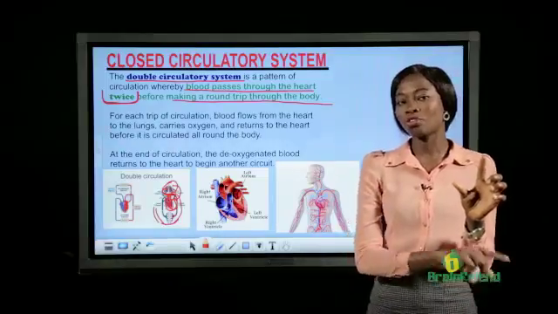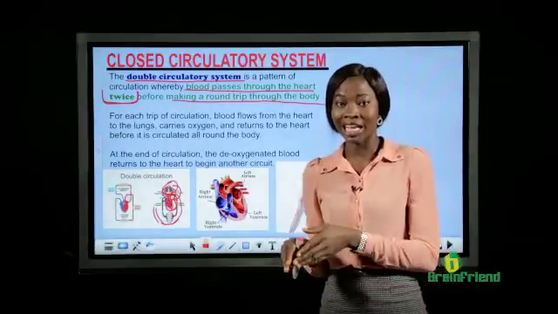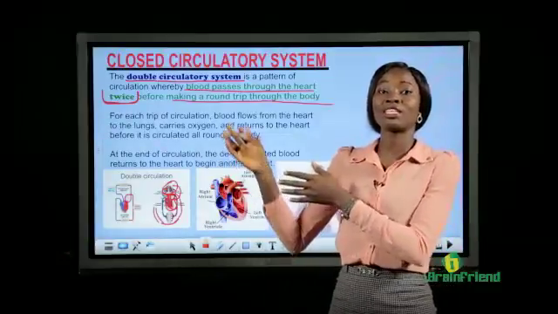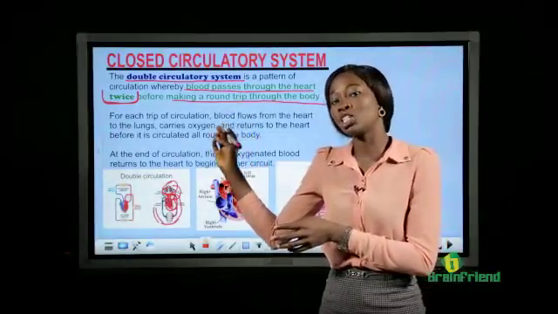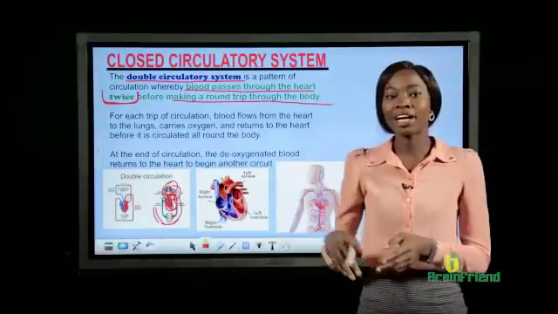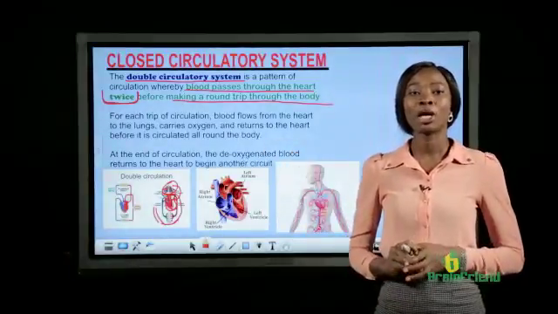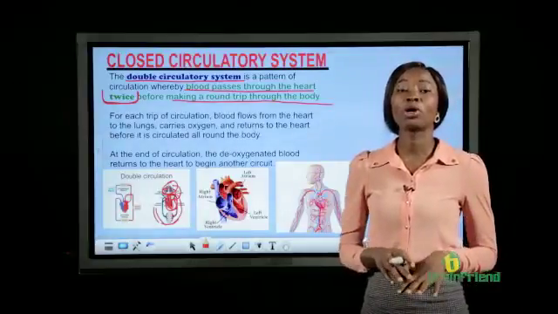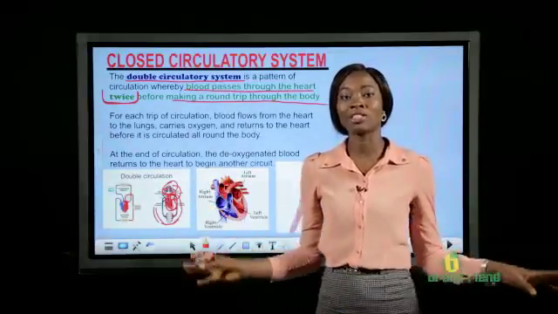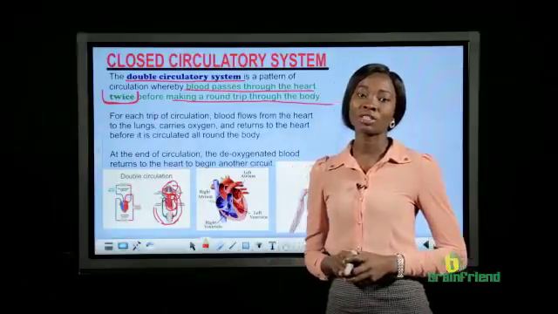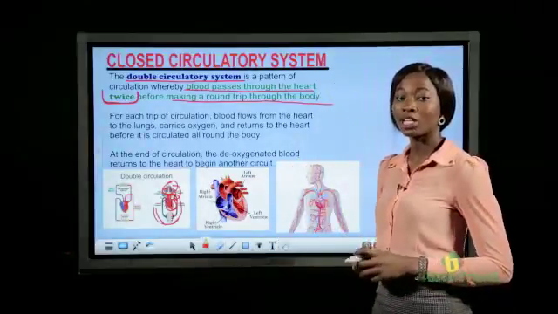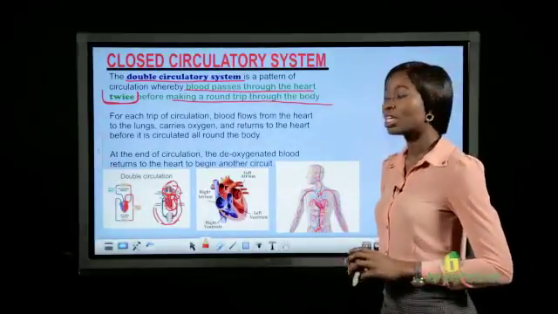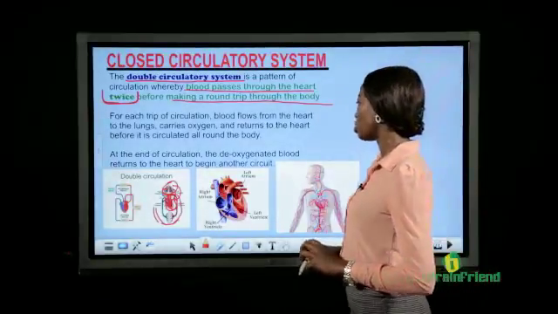Remember, it came from the tissues and organs into the heart as deoxygenated blood. It moved or flowed towards the lungs. It received oxygen from the lungs and came back to the heart as oxygenated blood. And after the oxygenated blood returned to the heart, the blood was eventually pumped from the heart to the various tissues and organs of the body. And because blood enters the heart twice, we call that a double closed circulatory system.